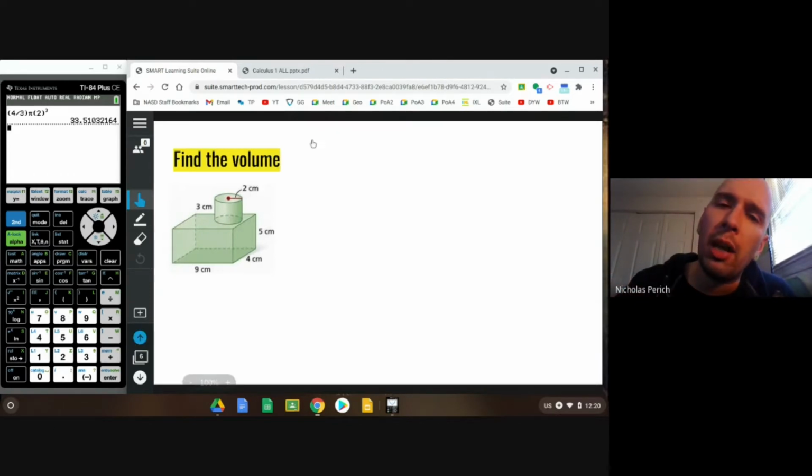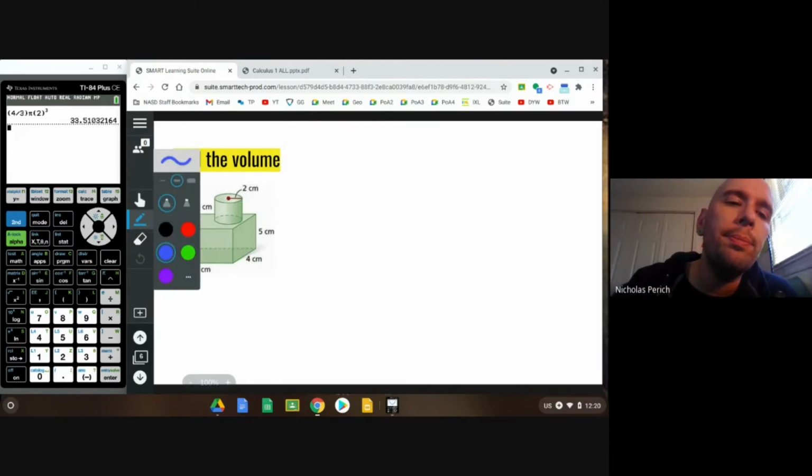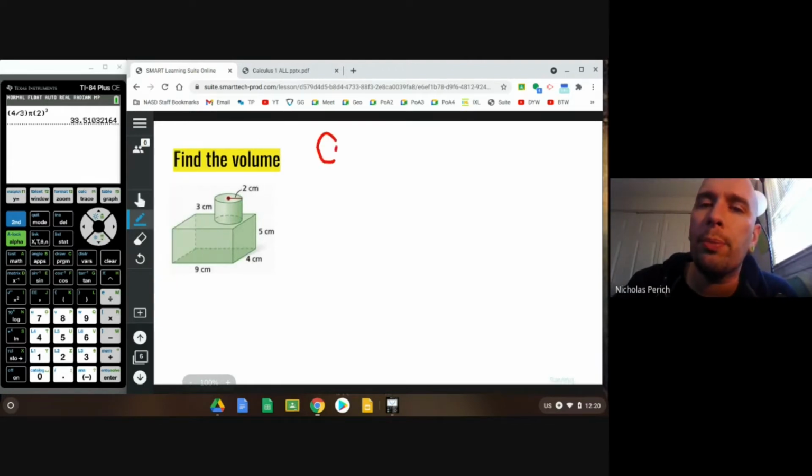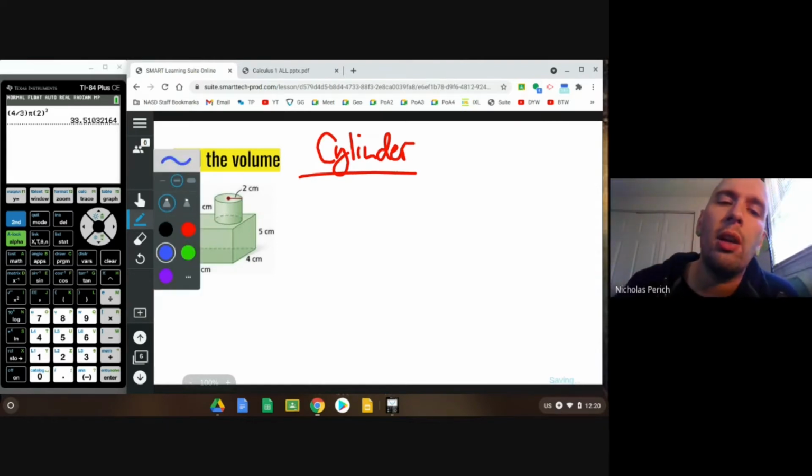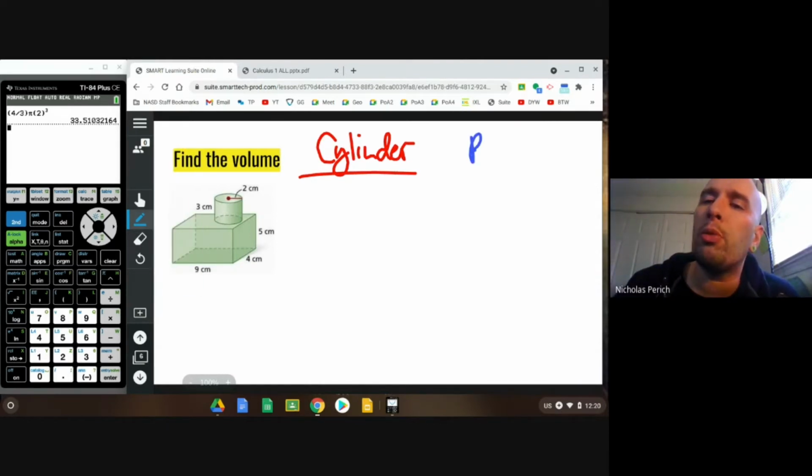So one shape that I have is a cylinder. So I'm going to write out cylinder. And another shape that I have is the rectangular prism. And so I'll put RP for rectangular prism. The box.